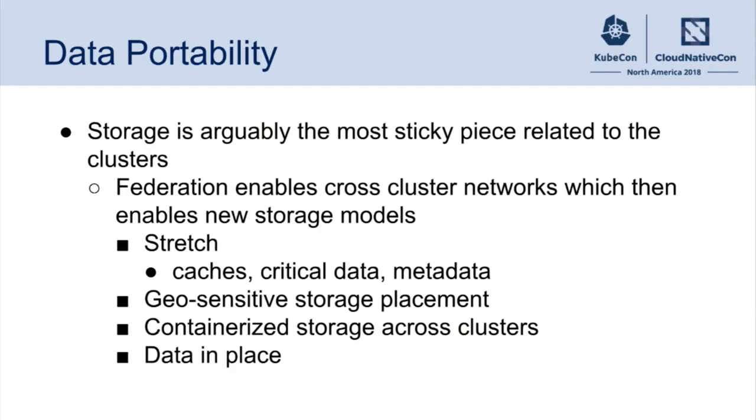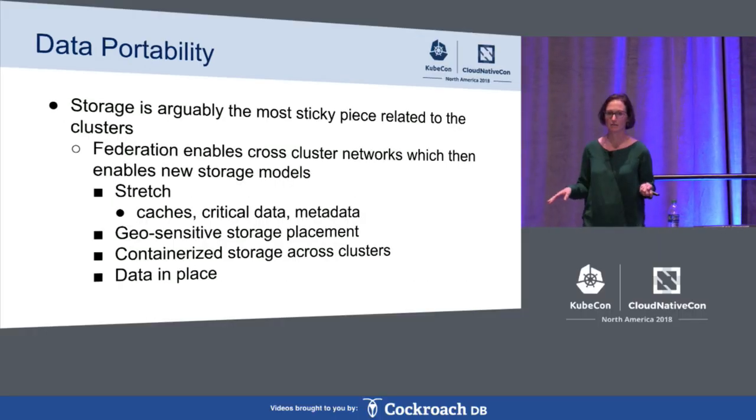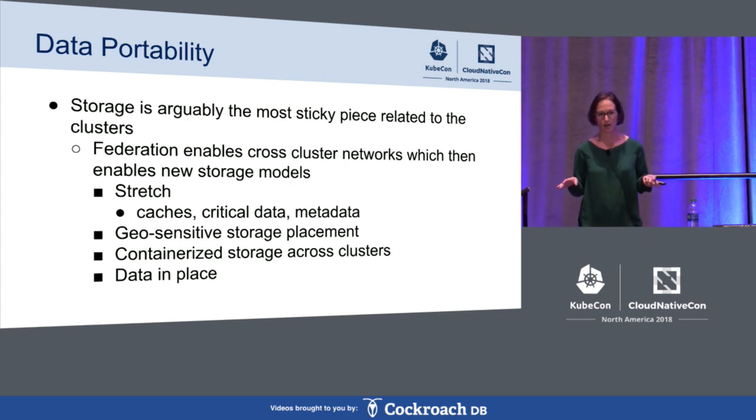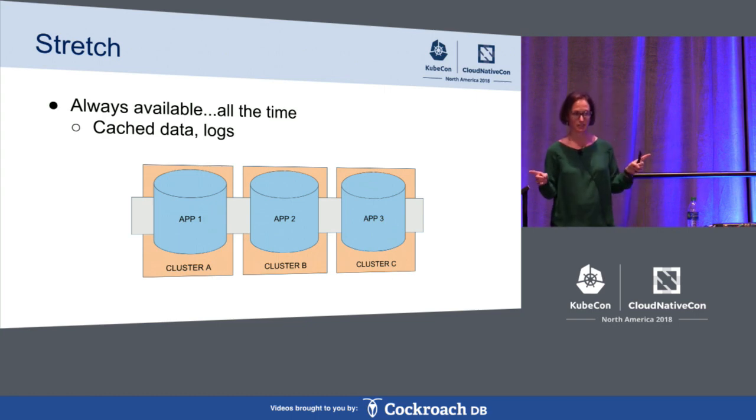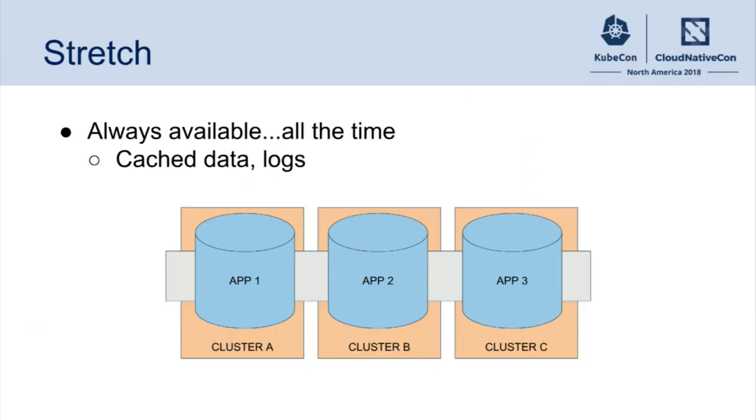Okay, so storage is arguably one of the most sticky parts of migrating applications across clusters. So we've come up with what we think are the general patterns around migrating data. The first one is stretch. This is a word we came up with at Red Hat. That's just how we envision it in our head. But it's the ability to take one single volume and stretch it across the federation, meaning I have a single volume that's accessible from AWS, GCE, and Azure all at the same time.